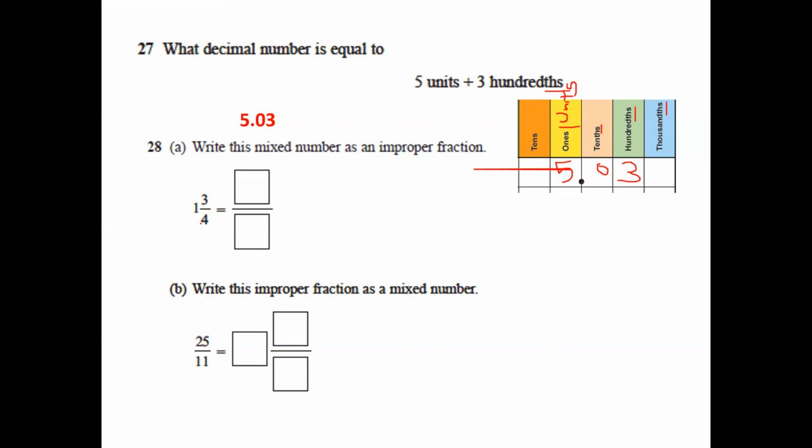First you have to multiply 4 times 1. So 4 times 1 is 4. Then add 3. So 4 plus 3 is 7. And the denominator, you have to keep the same denominator. So the answer is 7/4.